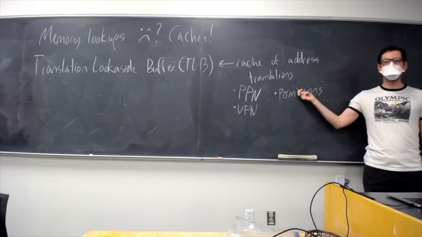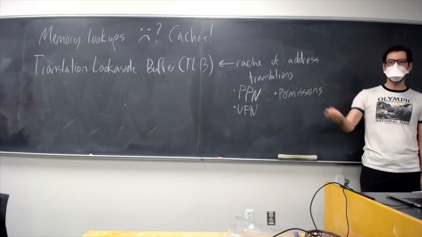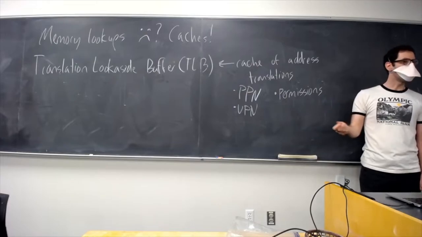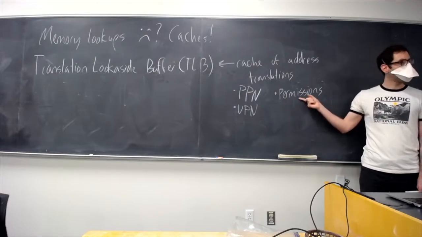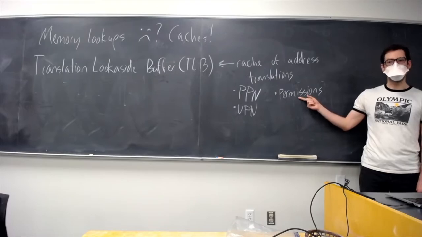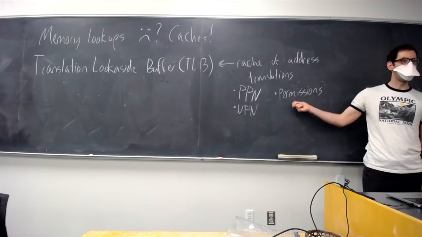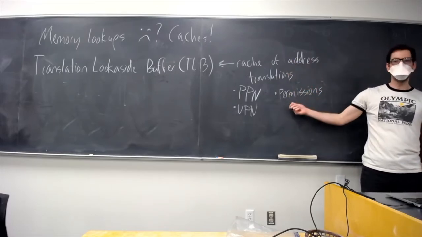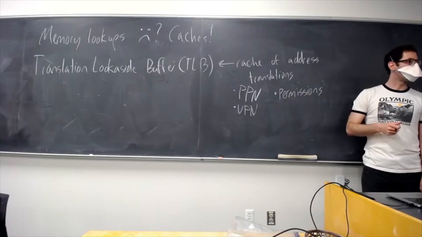Permissions are an important part of the page table entry. Can we write to this page? Can we read from this page? If we're going to skip the page table, we need that information here so that, before we head off to physical memory, we can make sure that we're allowed to do that.